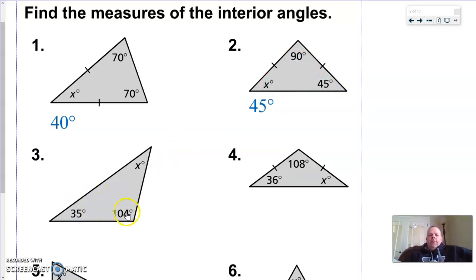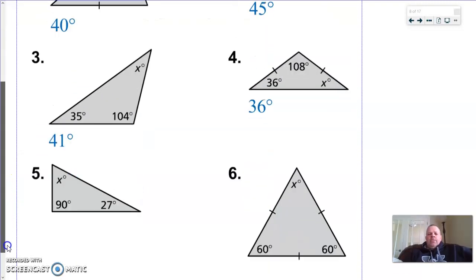In this one, we have an obtuse, I believe, scalene, but what I can do is go 104 plus 35 is 139. I know that all of them add up to 180, so 180 minus the 139 will give us our answer of 41. Again, this is an obtuse isosceles because both of these are the same, so we know it's 36.